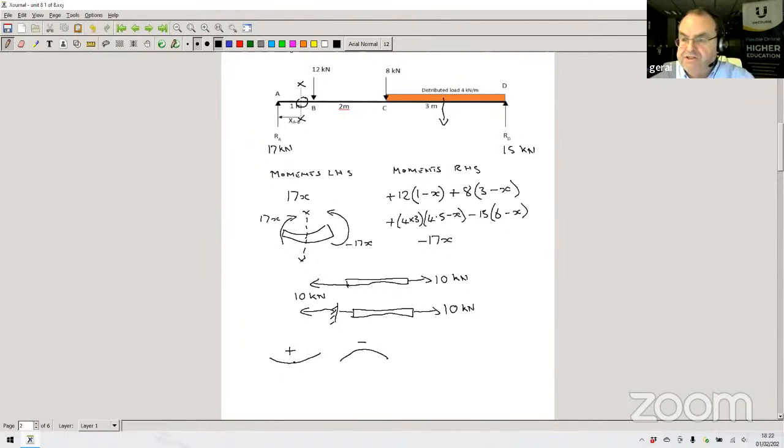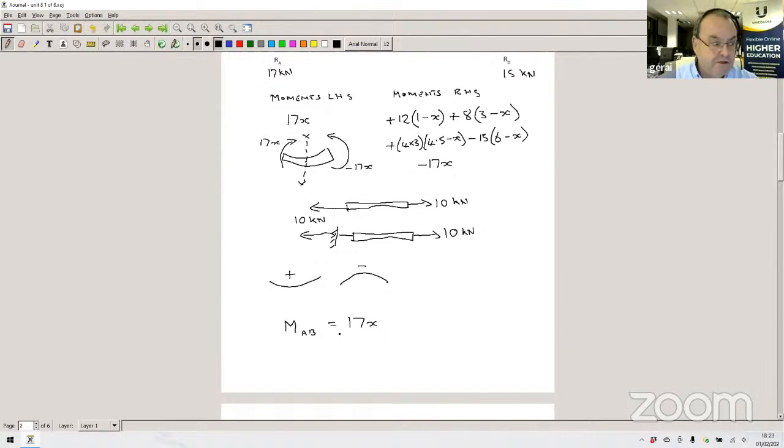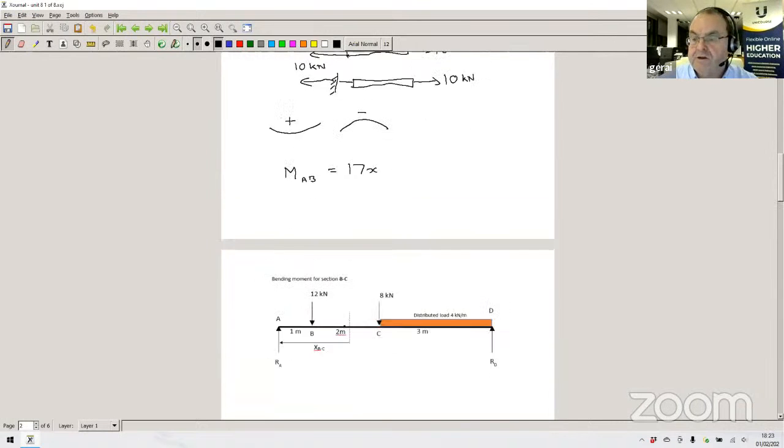Right, now we're in a position to start working out the bending moments for each section, continuing with this one at the bottom of that page. The bending moment for section AB is simply 17x. Because it's in a sagging condition, it's positive. So M_AB is 17x.